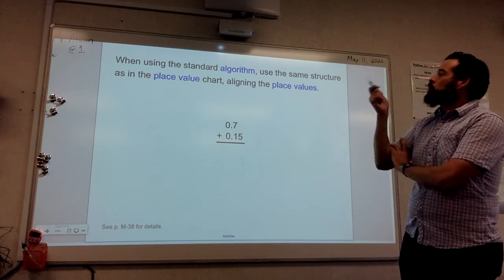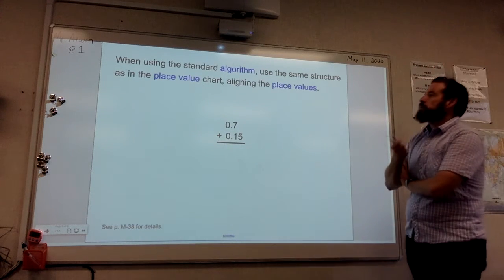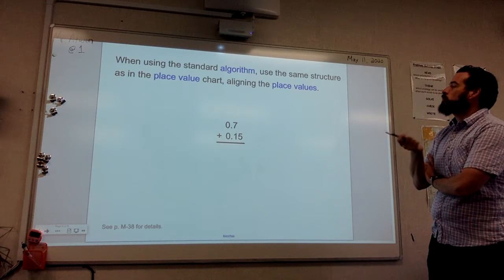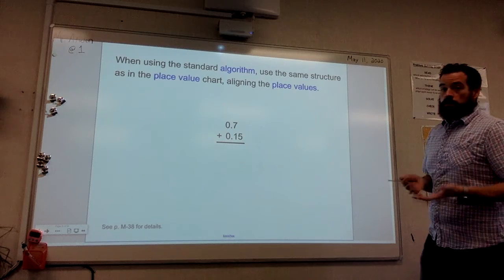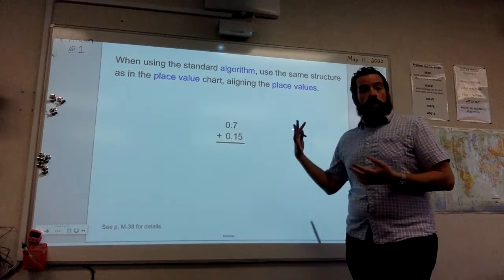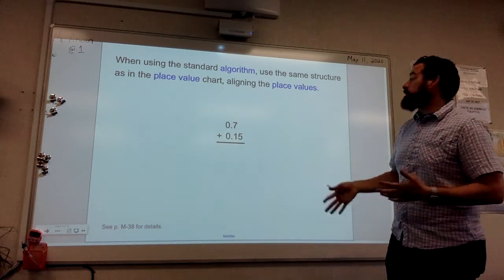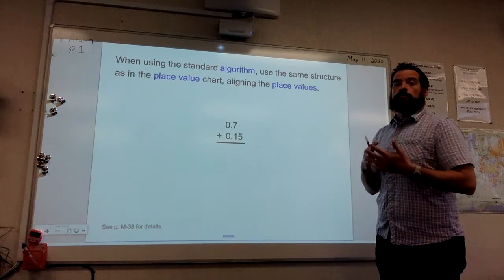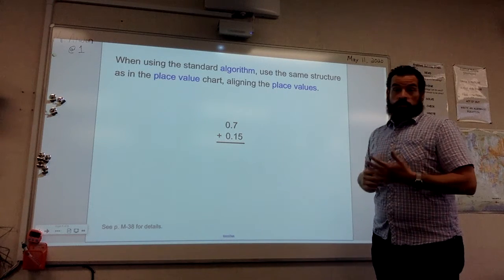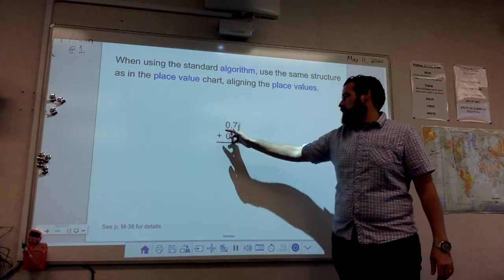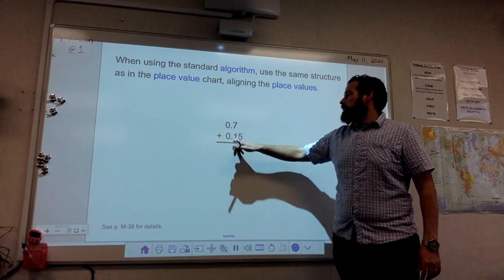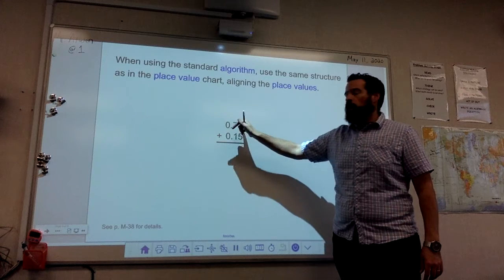Okay, and when using the standard algorithm, use the same structure as in the place value chart, aligning the place values. So again, this is kind of what I've been talking about all of this lesson. Just making sure that you're aligning your place values to make sure that you get the correct answer when you add that up. So you can see here I've got my decimals lined up, my tenths, and my hundredths.